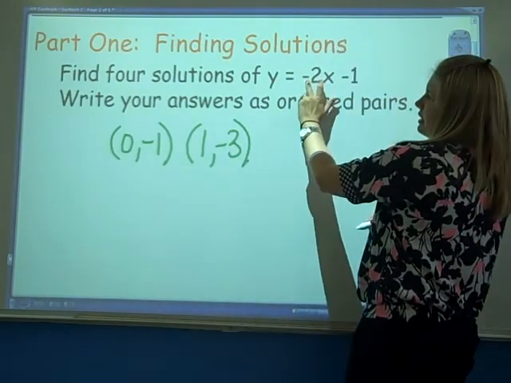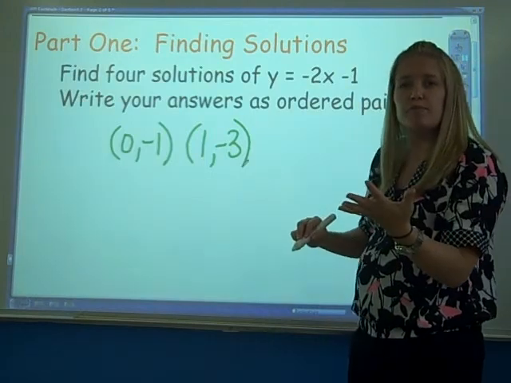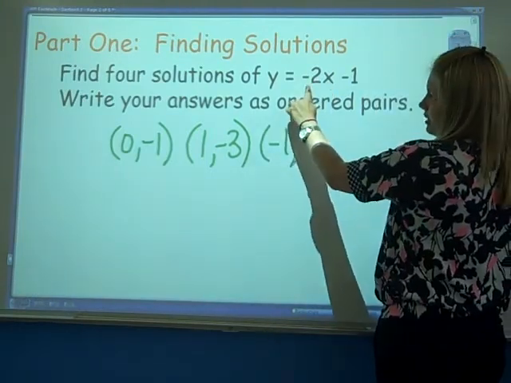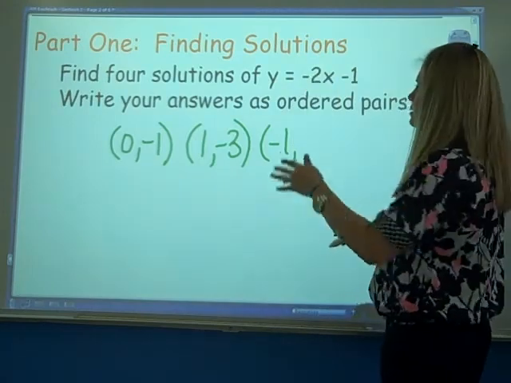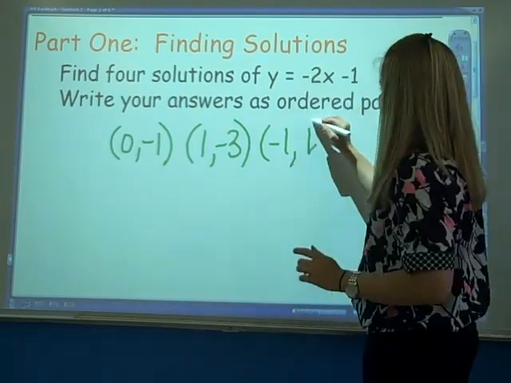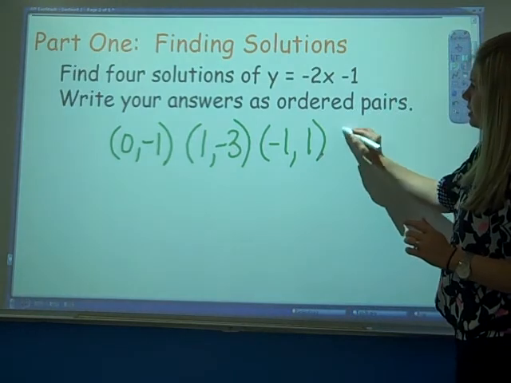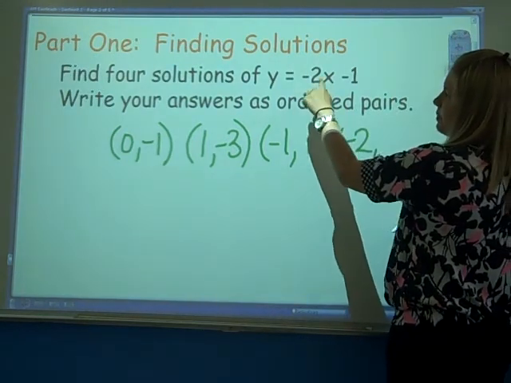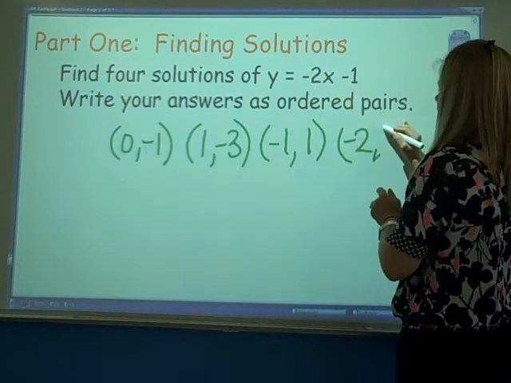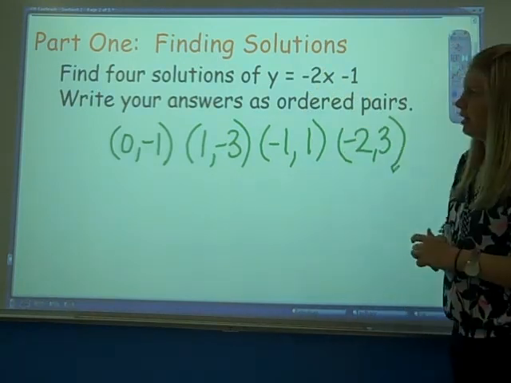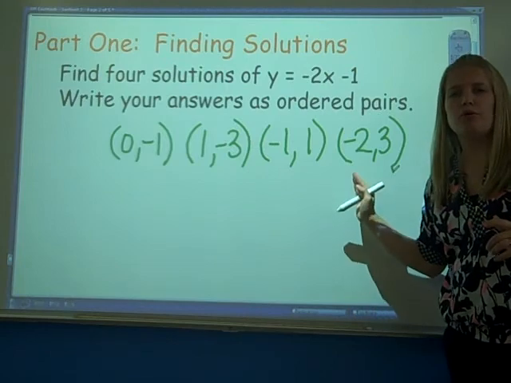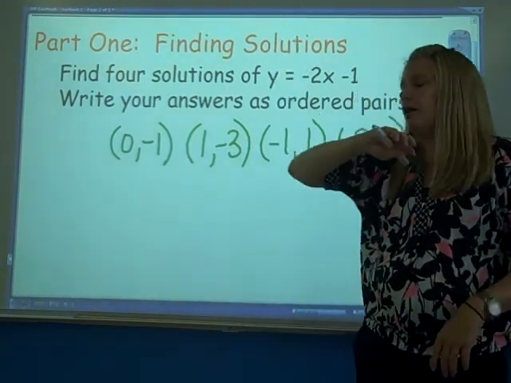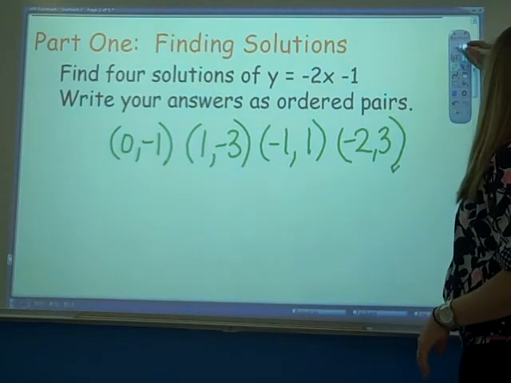Now, I'm seeing that this is negative, so actually I'm going to change my thinking a little, and I'm going to do negative 1. Negative 1 times negative 2 is positive 2. Positive 2 minus 1 is 1. Okay, and then I'll do negative 2. Negative 2 times negative 2 is positive 4. 4 minus 1 is 3. Okay, so if we were to plot these points on a coordinate plane, you would see that you'd be able to connect them with a ruler and get your answer.